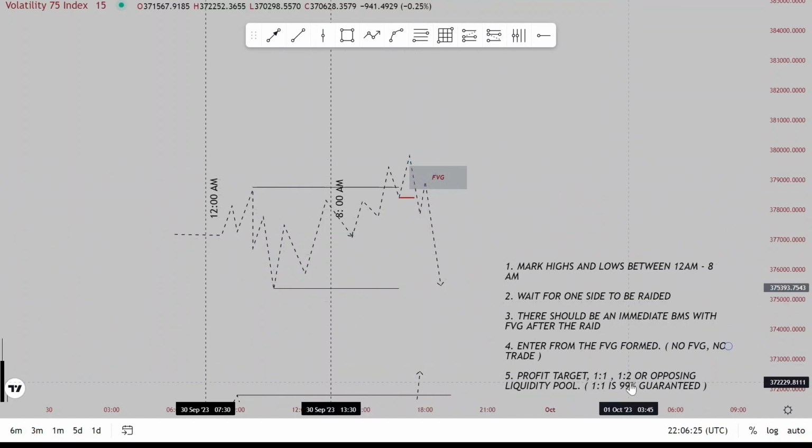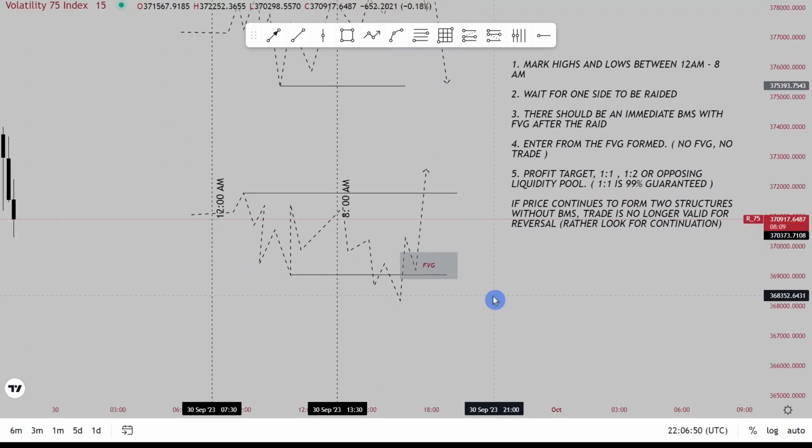Trust me, 1:1 has 99% accuracy. Okay, if you're going to target 1:1, you're going to hit profit target almost all the time, about 99% of the time. But you can target 1:2, or you can target some of these short-term lows or this sell side liquidity as well. Okay, but as I said, if you're not greedy and you're going to target 1:1, you're going to hit profit almost all the time.